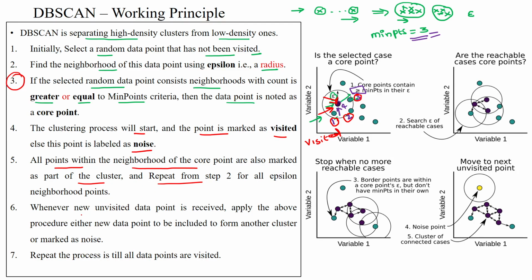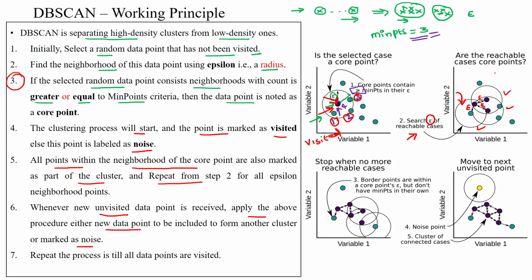Whenever you find an unvisited data point, you have to apply the above procedure. Either the new data point is included inside the cluster, or we mark it as noise. Again we are searching the next neighborhood data point using the epsilon distance. As the number of iterations increases, three epsilon values have been used. This is one epsilon value, this is another, this is another. Based upon that, the circles have been formed.